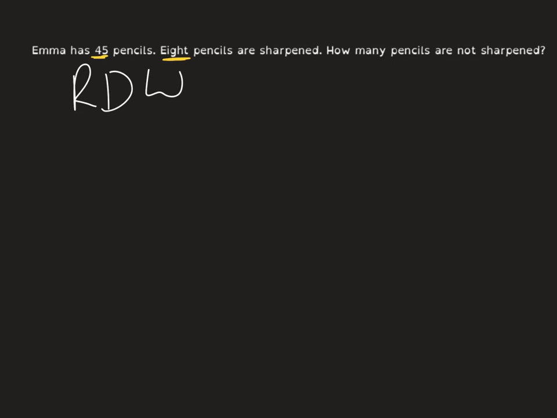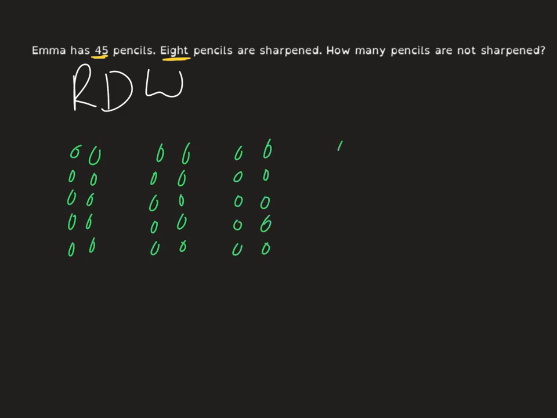So let's see. Emma has 1, 2, 3, 4, 5, 6, 7, 8, 9, 10, 11, 12, 13, 14, 15, 16, 17, 18, 19, 20, 21, 22, 23, 24, 25, 26, 27, 28, 29, 30, 31, 32, 33, 34, 35, 36, 37, 38, 39, 40. 1, 2, 3, 4, 5.